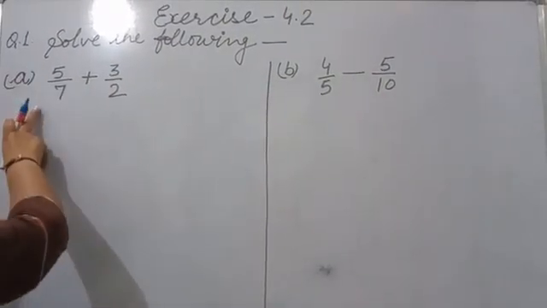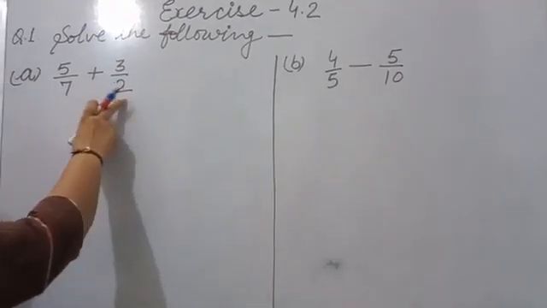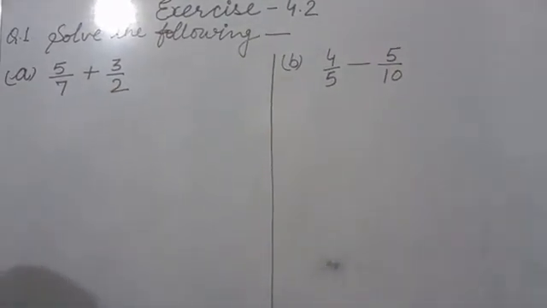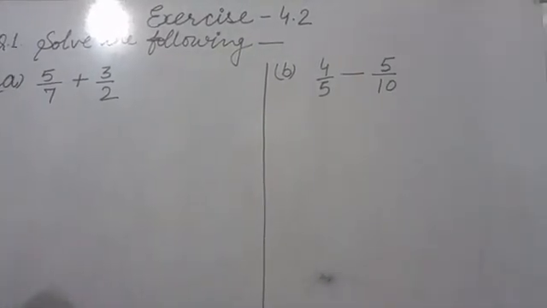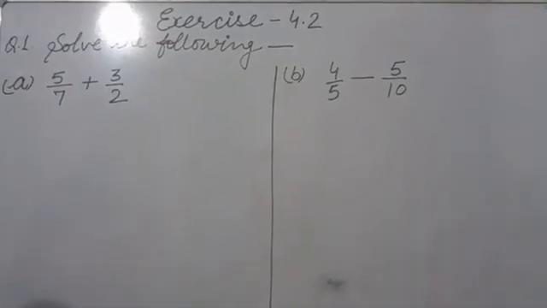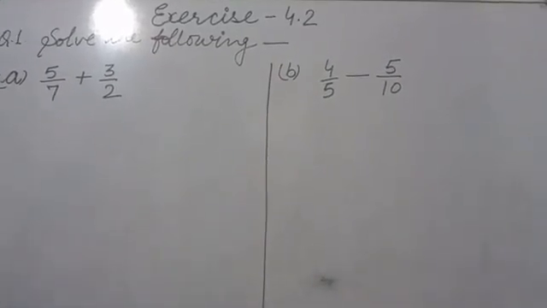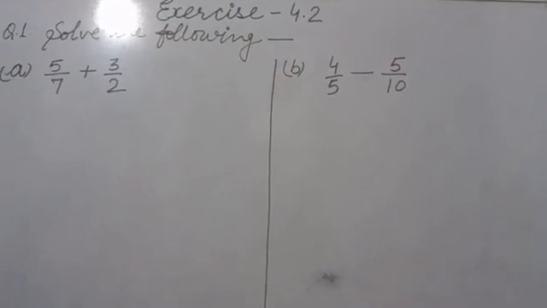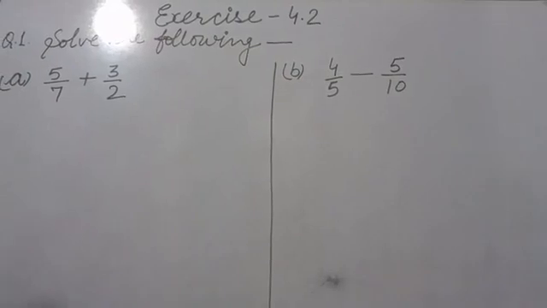In part A, 5 upon 7 plus 3 upon 2. Here we have different denominators. So first of all we should make the same denominator, like we did in comparison. The same way here also we should make the same denominator. So how will we make the same denominator? By taking the LCM of the denominators. So first of all we take the LCM of the denominators. What are the denominators here?